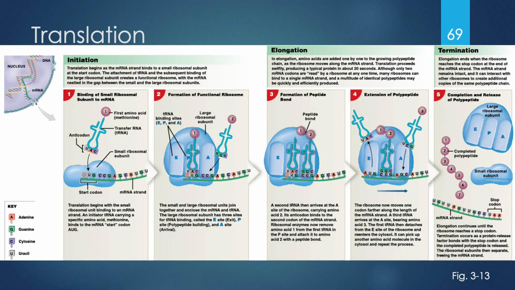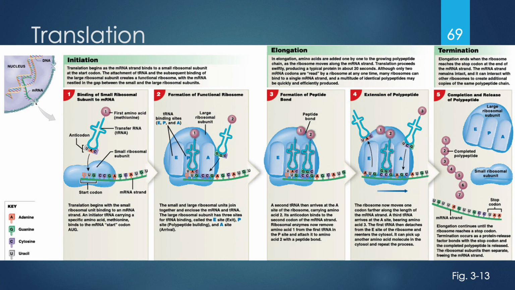So this is the very first step. The second step is when the large ribosomal subunit, which makes the ribosome complete, binds with the small ribosomal subunit, and this encloses the strand of messenger RNA.